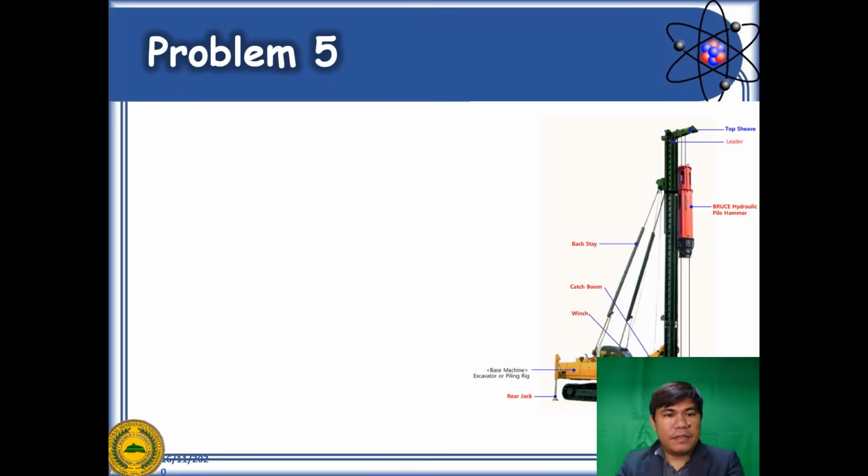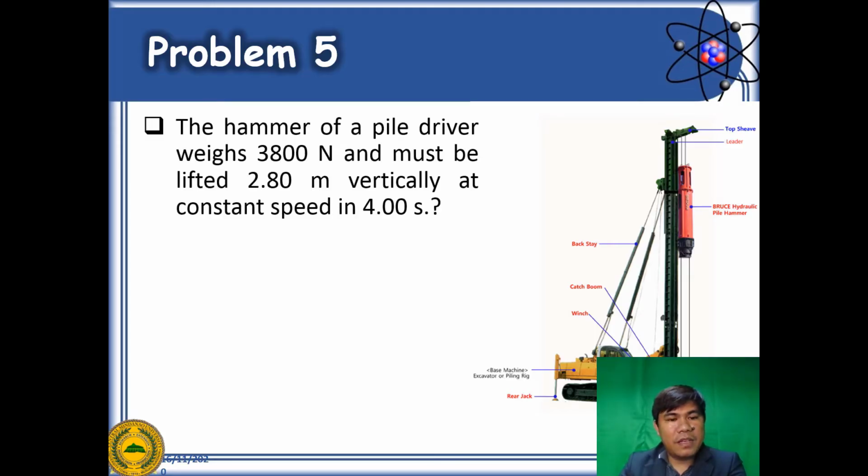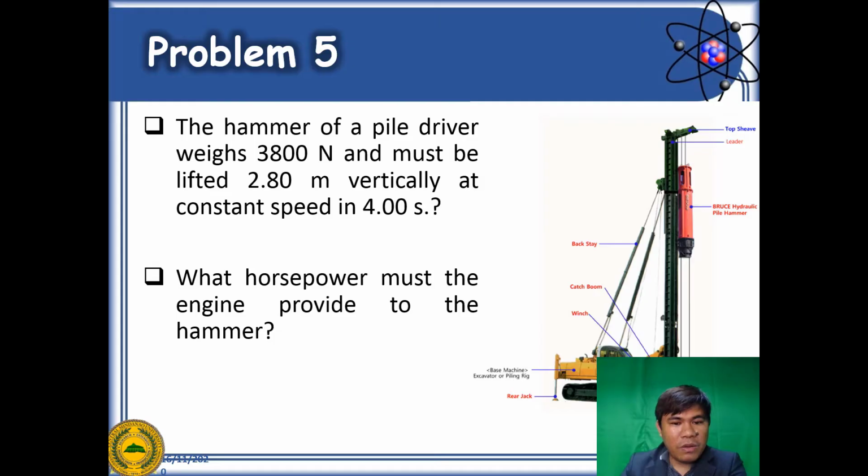Okay, for the last problem, we have this: the hammer of a pile driver weighs 3,800 Newton and must be lifted 2.80 meters vertically at constant speed in 4 seconds. What horsepower must the engine provide to the hammer? So to answer this, you have to take note of the equation of power. So we know that power is just equal to work over time.